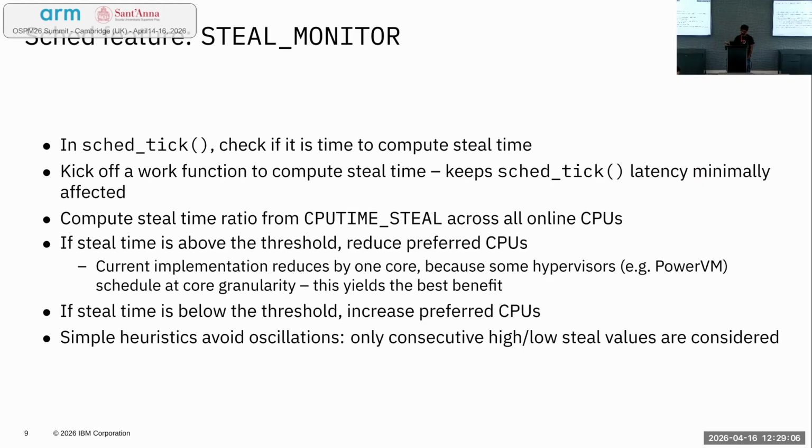If it's greater than a certain threshold, reduce the number of preferred CPUs. And if the steal time is below a certain threshold, increase the number of preferred CPUs. That way you avoid oscillation; put in some simpler heuristic, like if steal time is consistently high, then only you honor the values.